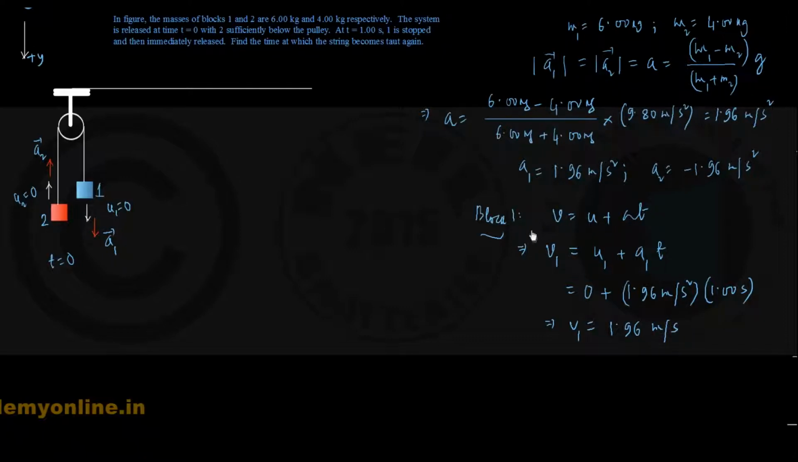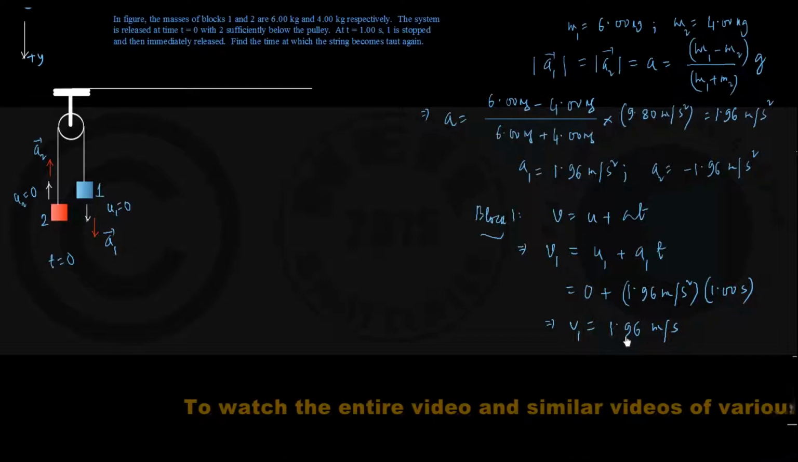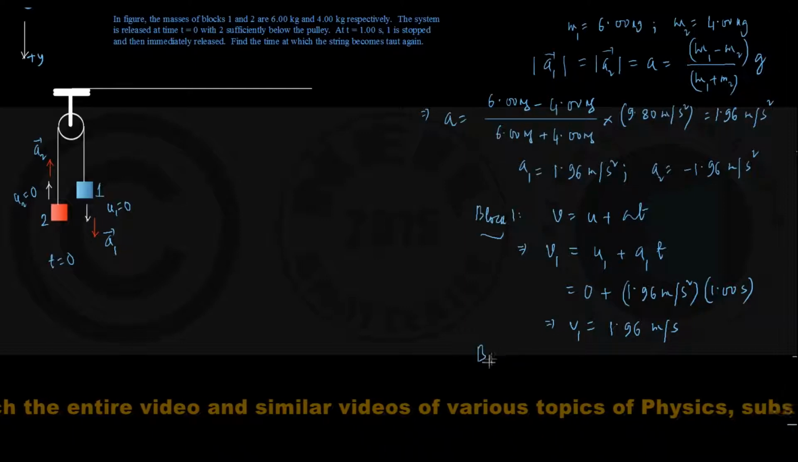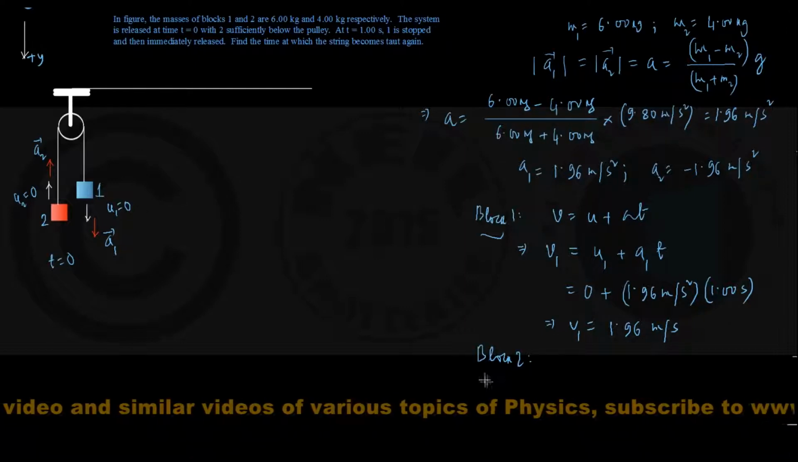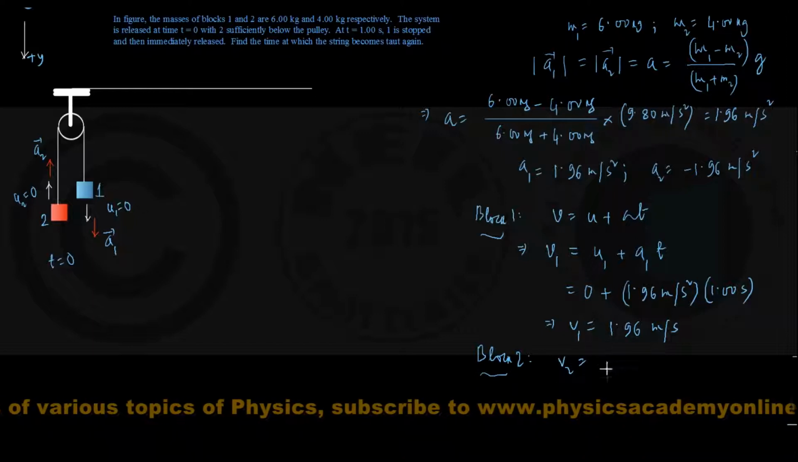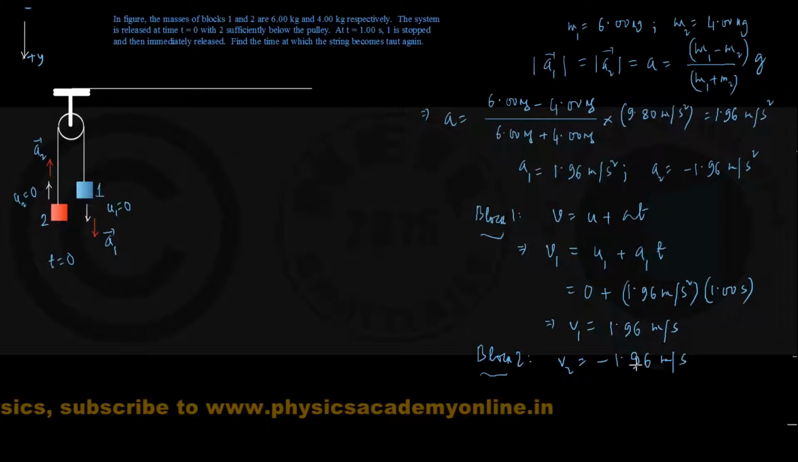Once we have the velocity of block one at 1 second, since the two blocks are connected by an inelastic massless string and the string is taut until now, therefore in a case of constraint motion, if block one is going downwards with a velocity v1 of 1.96 meters per second, the velocity for block two at the same instant t equals 1 second must have the same magnitude, but it is upwards. That is, v2 is equal to minus 1.96 meter per second, isn't it?